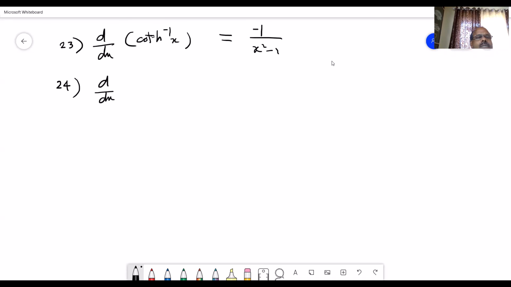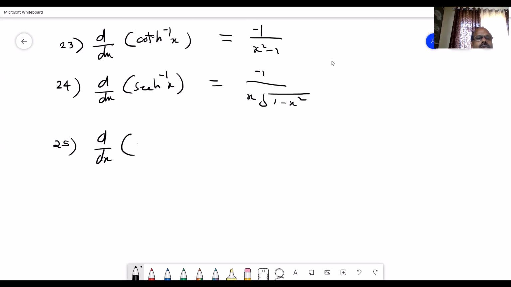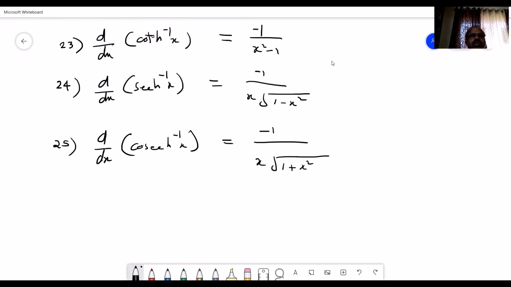Now dy by dx, the differentiation of sec h inverse x, will come as minus 1 by x into square root of 1 minus x square, and the differentiation of cosec h inverse x is equal to minus 1 by x into square root of 1 plus x square. So we have already done all these formulas.